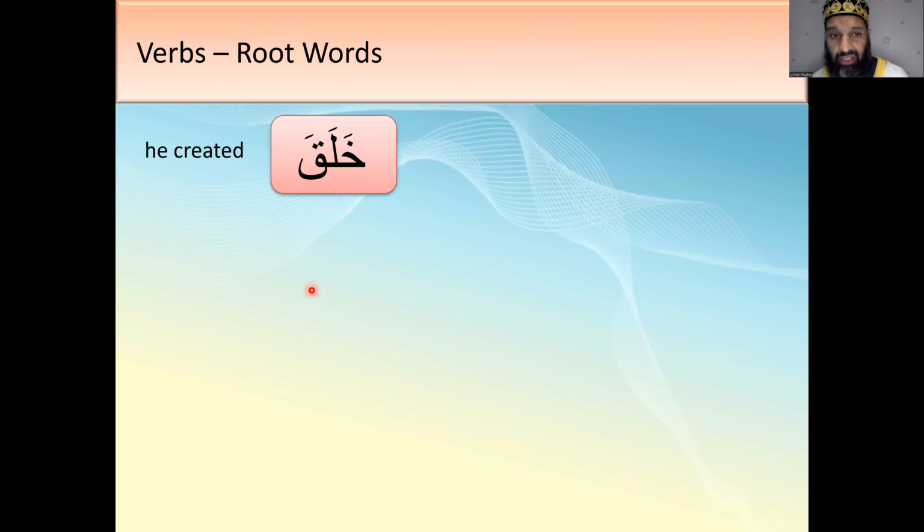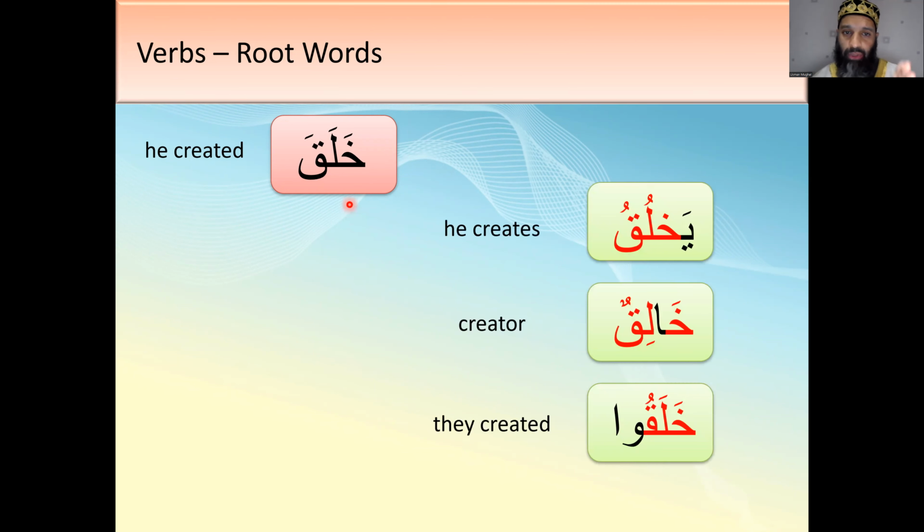Are there a lot of root words in Arabic? Of course, there are lots of root words in Arabic, and most words are derived from 3-lettered root words. So khalaqa, he created, is an example of a 3-letter root word. And you can change the root word to make new words. Yakhluqu means he creates. The root word meant he did that thing. Now, if you add a ya on, it makes it into he creates, bringing it into the present tense.